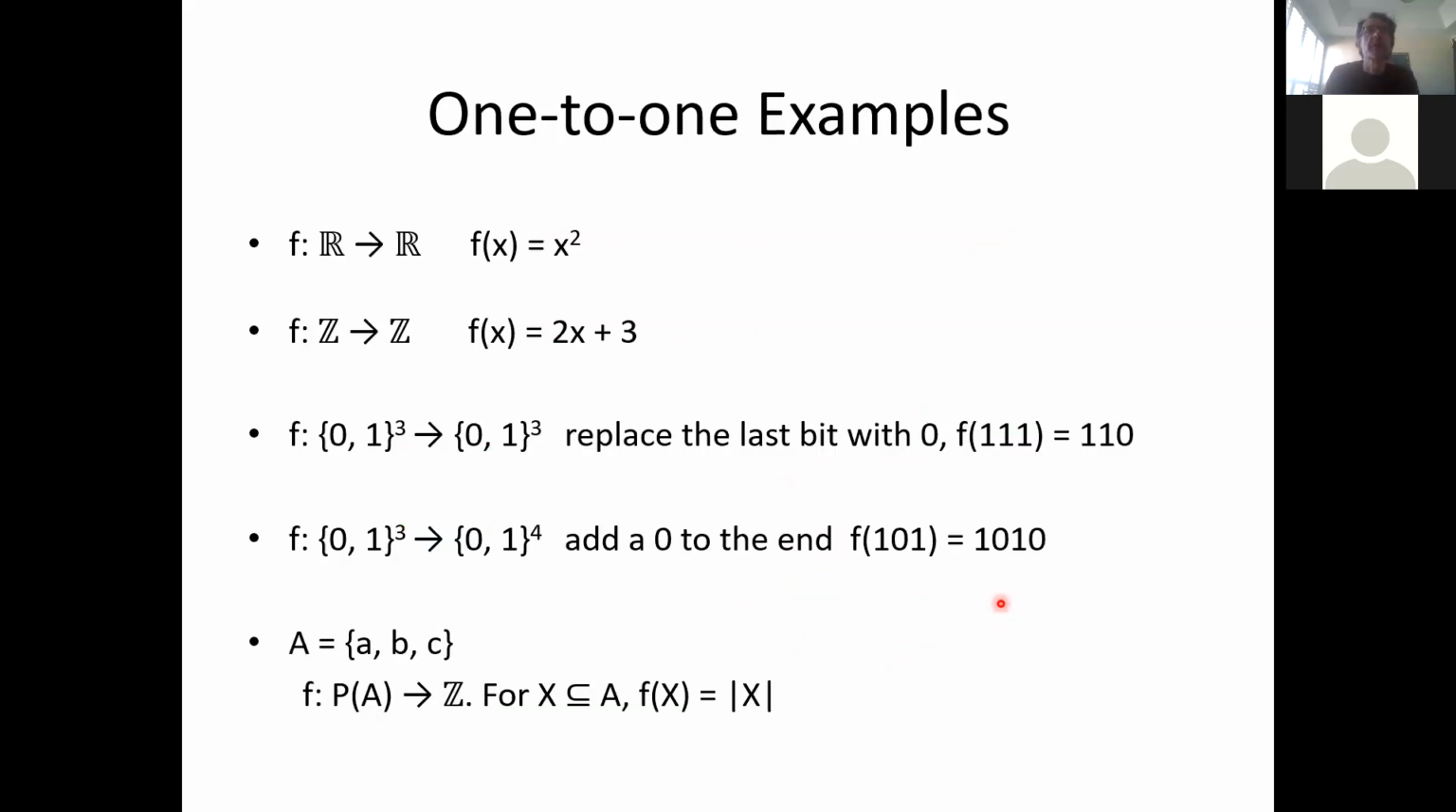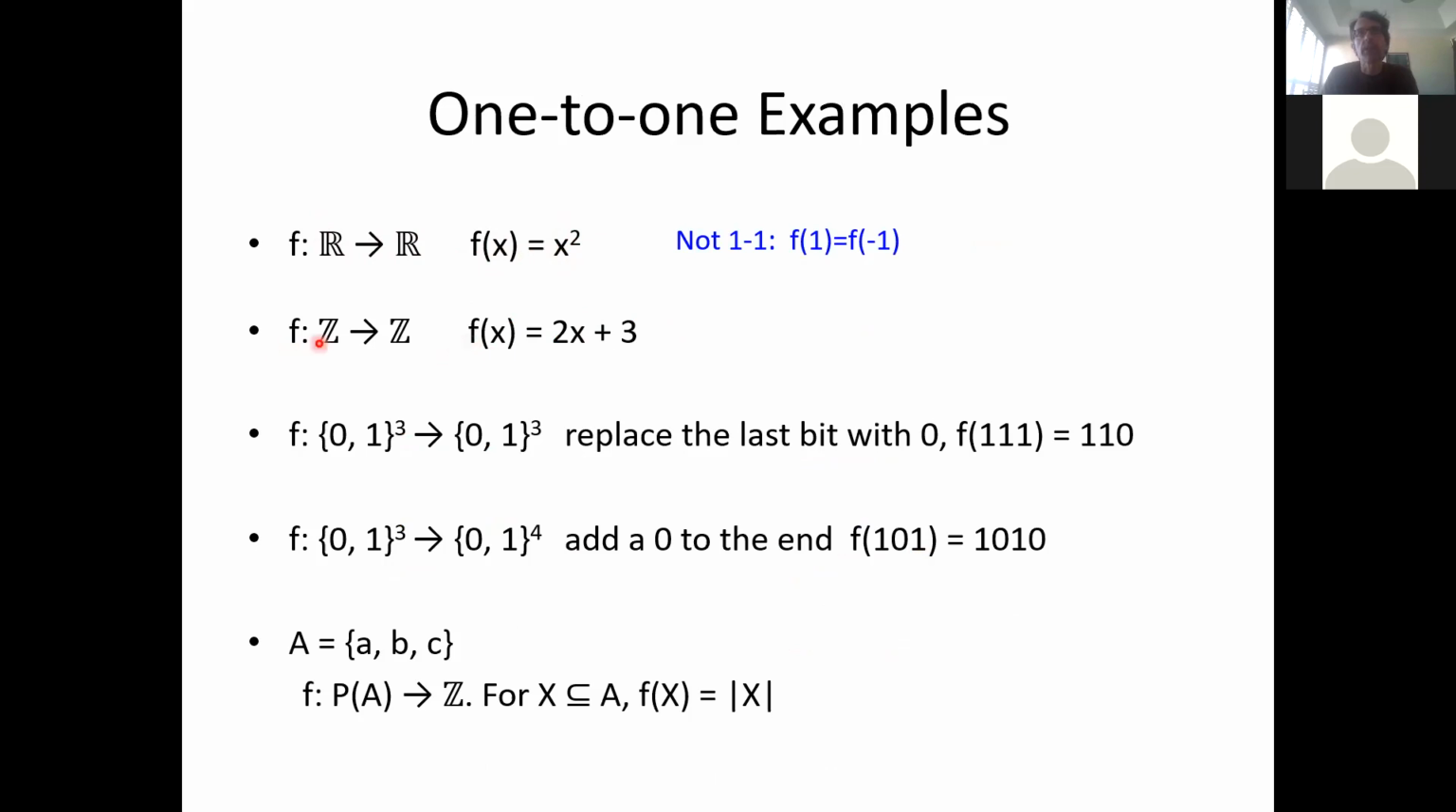Some examples of one-to-one functions. Okay, is this function one-to-one from reals to reals? f of x is x squared. No, it's not. There are collisions. For example, 1 and -1 form a collision. 1 squared and -1 squared are the same thing, 1, right? In fact, every x and -x forms a collision in this function.